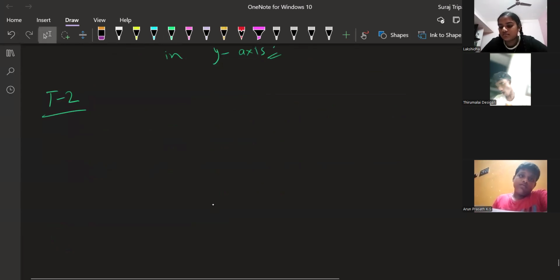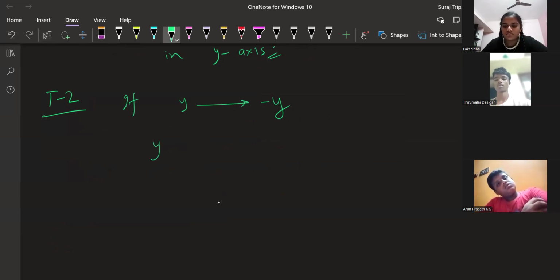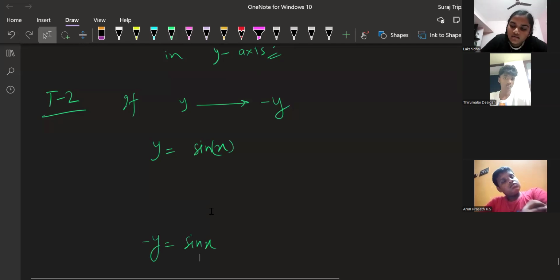So transformation 2 is if we are replacing y by minus y. Now just see the second transformation. If we are putting minus y in place of y, suppose the function is y equals sin x, then to find the graph of minus y equals sin x, we have to take reflection of the entire curve in the x-axis.